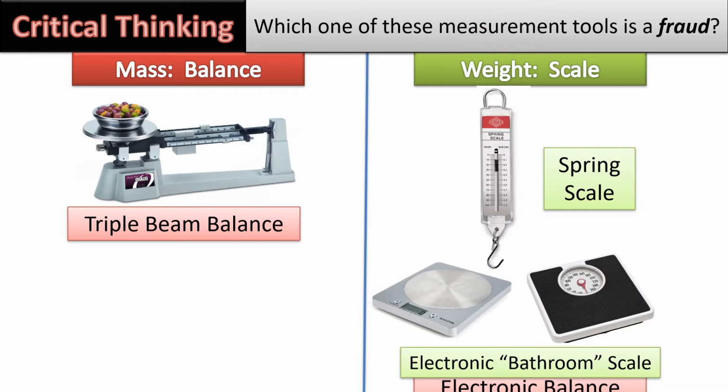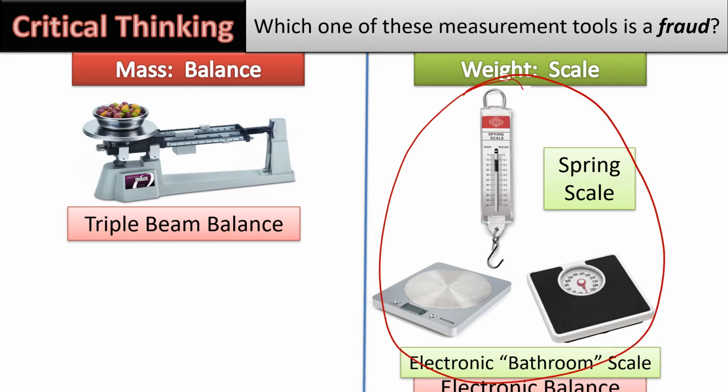And 99% of the time, if you're using this thing, you're using it on planet Earth, right? 100% of the time, let's be honest. So they could get away with saying, oh, it's an electronic balance. You might hear people say that, but really it's a scale. So these measure the weight, and this is the only one that really truly measures the mass.